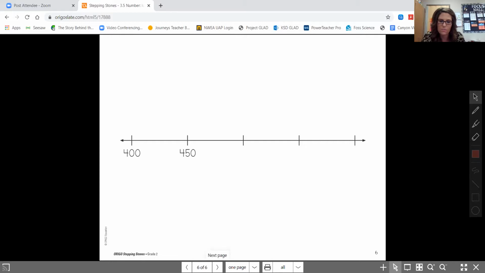And then we have 400 and then 450. Looks like we're making jumps of 50. So 400, 450, 500, 550, 600. And if it went on, we'd go 650, 700, 750. So that's how that one would go.